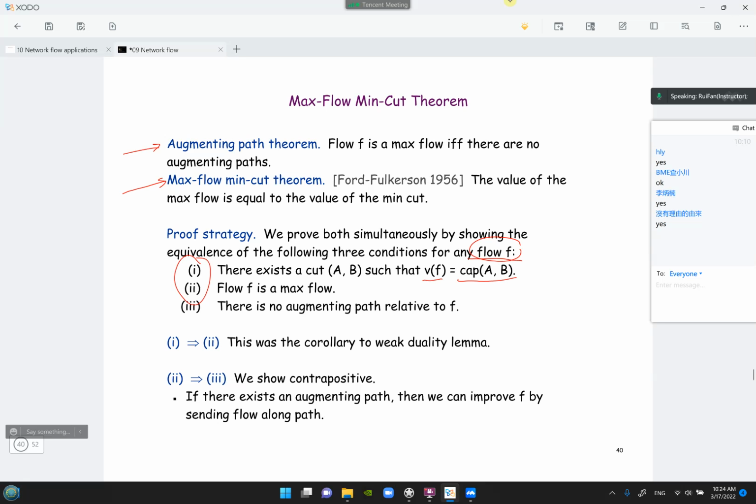Okay, and this cut also has to be a minimum cut. If there is a cut with capacity equal to the flow, that cut has to be the minimum cut. Because suppose this AB here is not the minimum cut, so there's some other cut with even smaller capacity. Well then that other cut would have smaller capacity than this flow, right? Because we're saying our max flow is equal to this AB cut's capacity. So if you have another smaller capacity cut, that cut has smaller capacity than this flow.